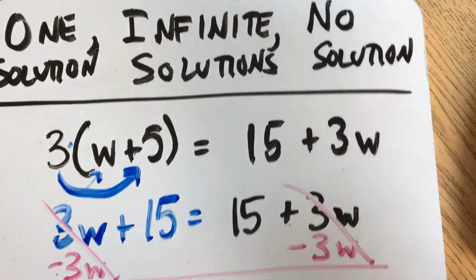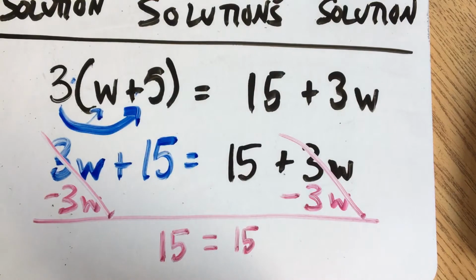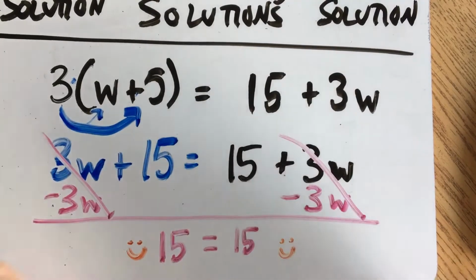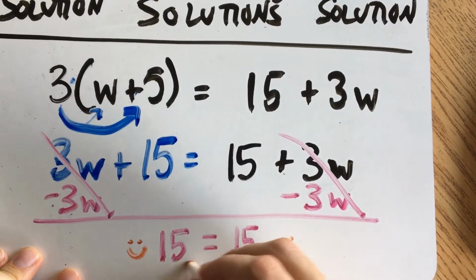And how do you tell which one it is? You just look at the remaining statement. Look at what I'm left with. 15 equals 15. Does 15 equal 15? Of course it does, right? This is the same thing as this. Whenever you get the same thing on both sides, your answer is going to be infinite.